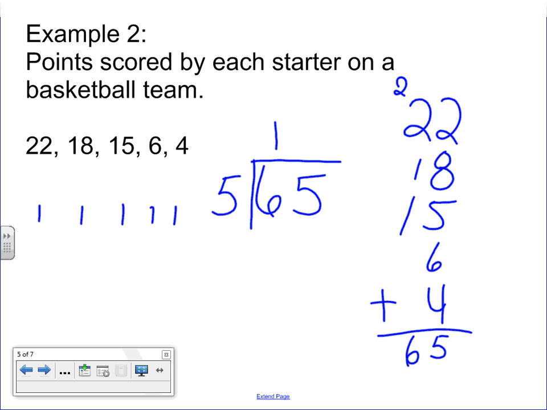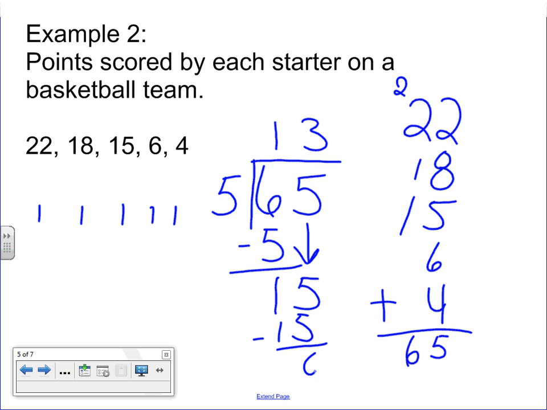5 into 6 one time. 5 times 1 is 5. Do the subtraction. Bring down your other 5. 5 into 15 3 times. 5 times 3 is 15. When I do my subtraction, my mean is 13.